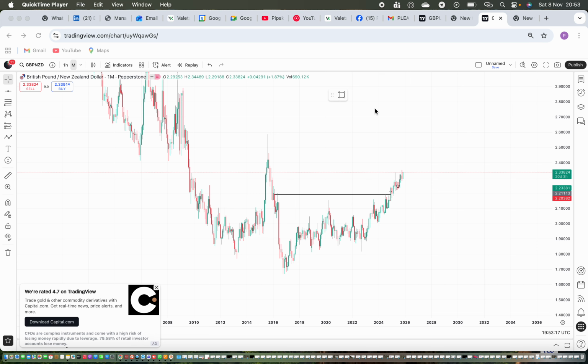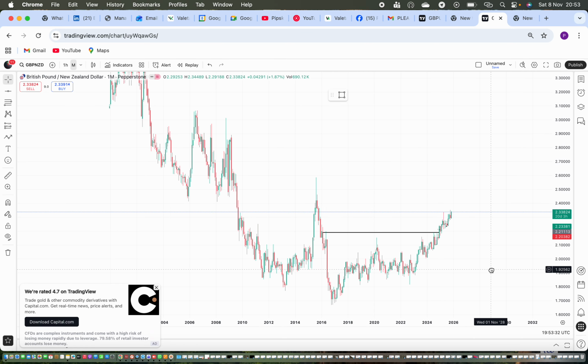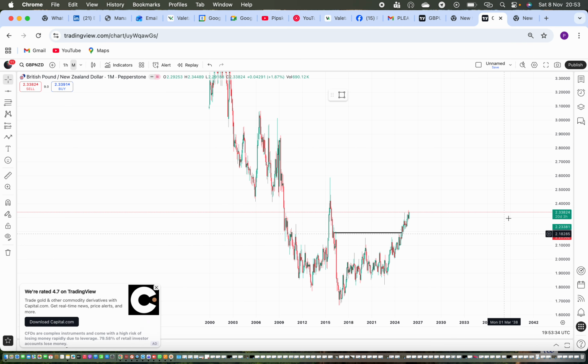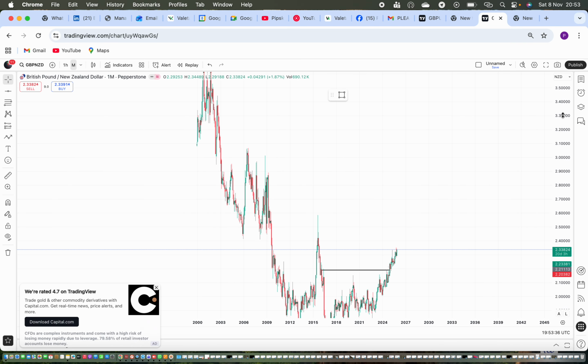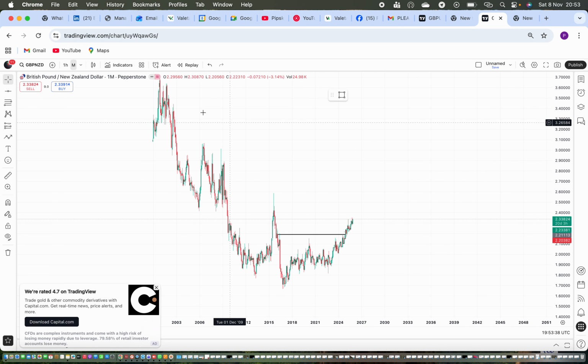Still our top-down market analysis, we are looking at GBPNZD. So guys, you know how we do it. We start from the monthly time frame, all right? And now looking at the monthly time frame, we can obviously see that price has been bearish, okay?